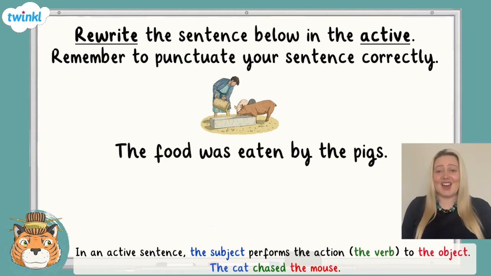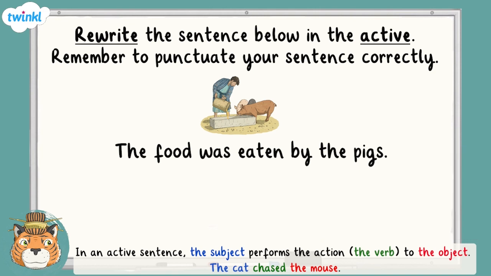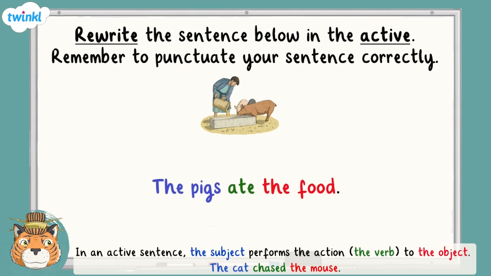Do you have an answer? Great. Let's take a look at the sentence. The food was eaten by the pigs. Rewritten in the active, this sentence would say, the pigs ate the food. Hoo-yah! Well done if you got that question right.